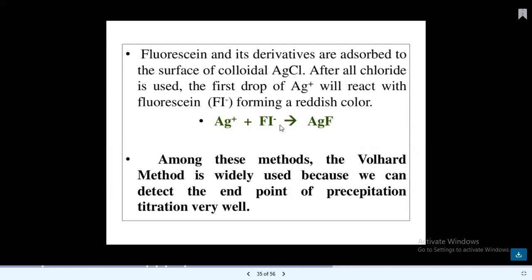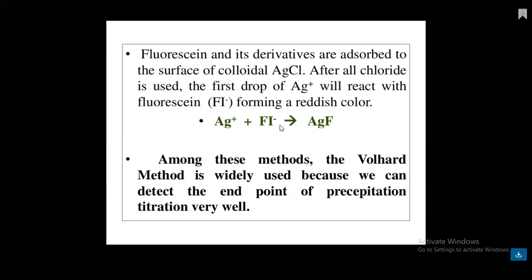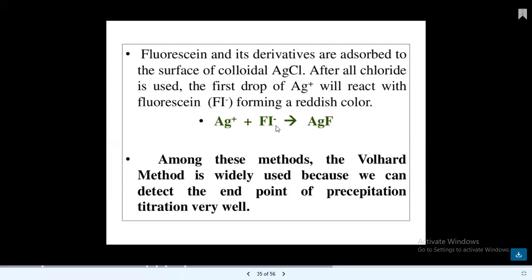We maintain the media in an acidic condition so that your fluorescein indicator is present in its negative form. When we add silver 1 as a titrant, all of the chloride is consumed and a precipitate is formed in the form of silver chloride.